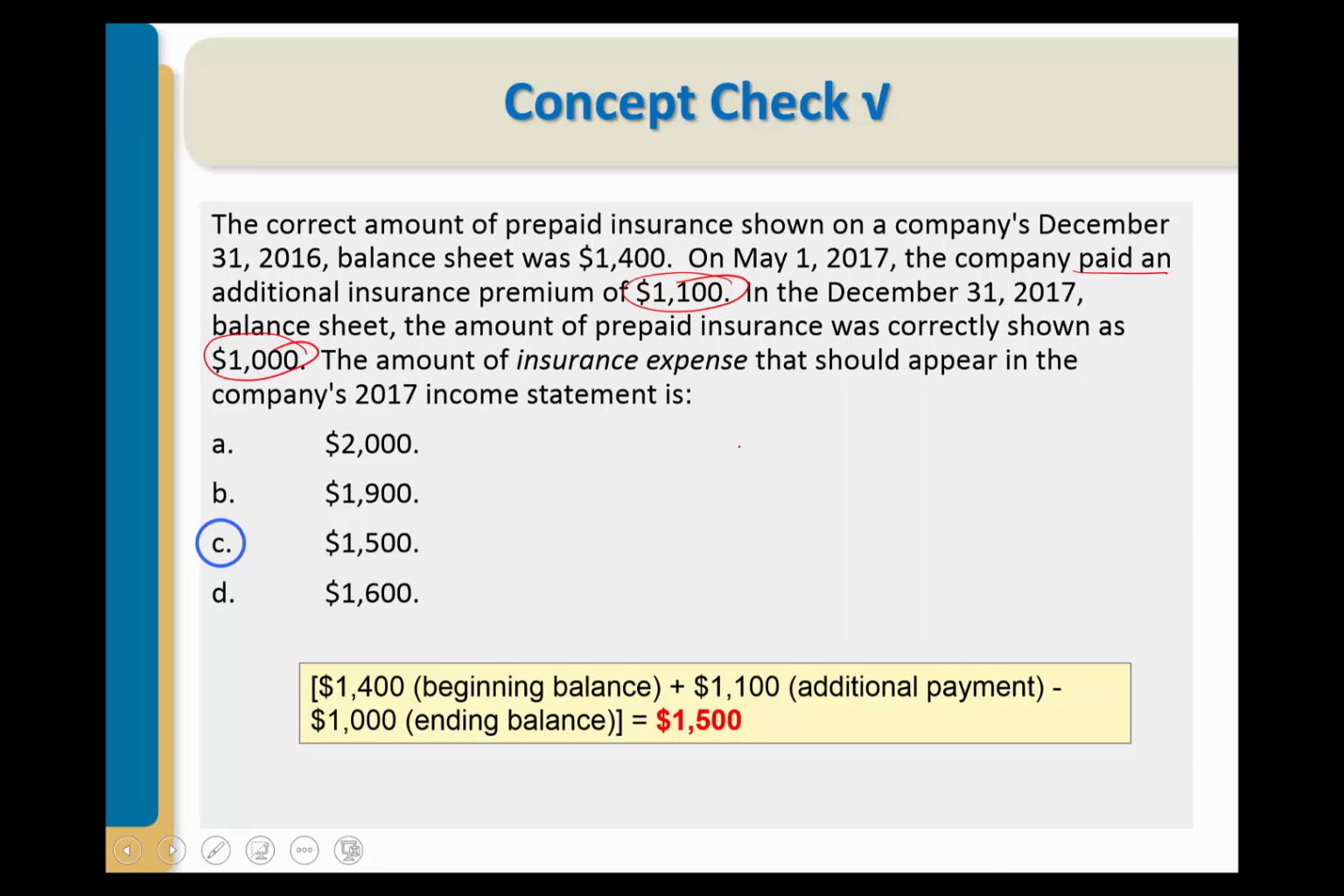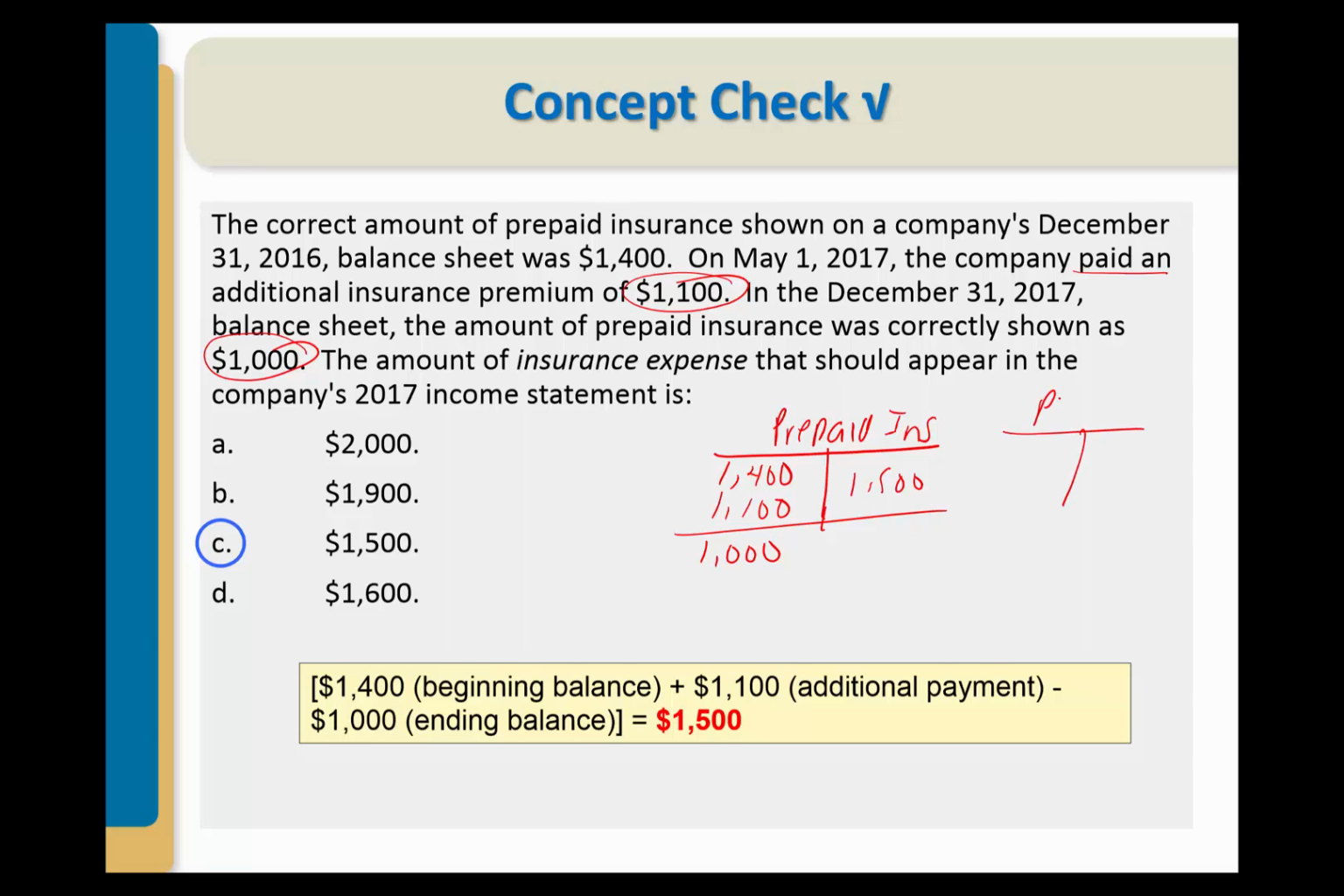The easiest way to do this, in my opinion, is through a T account. So here we have prepaid insurance, and we know that that's an asset. It is shown on the company's balance sheet as $1,400. That's our beginning balance, and we know that's a debit. Then we paid an additional insurance premium of $1,100. And then we show that our ending balance is properly recorded at $1,000. So if you add these two, you get $2,500 minus $1,000. So you know that it would be $1,500.